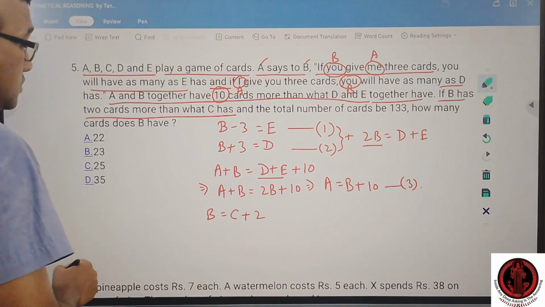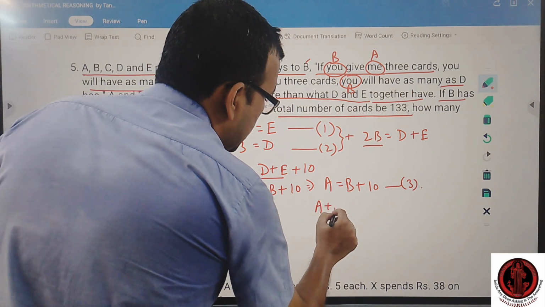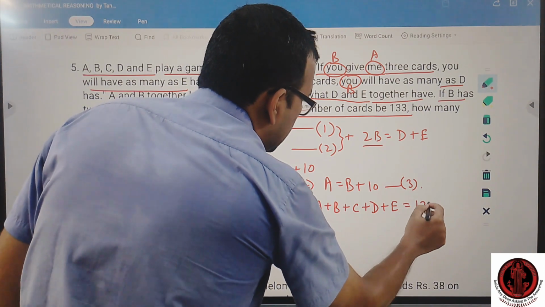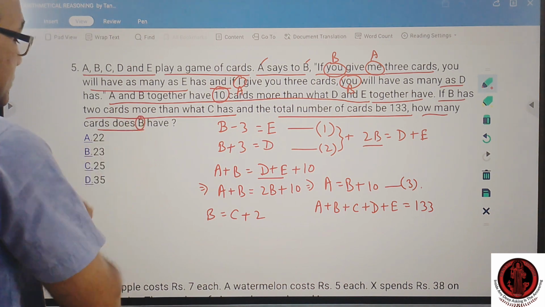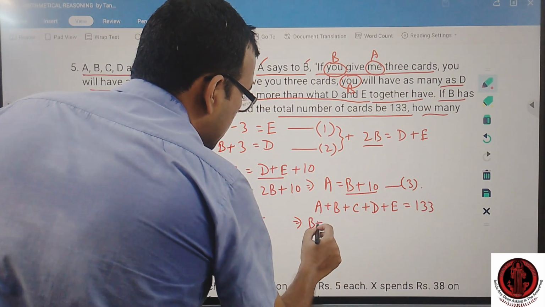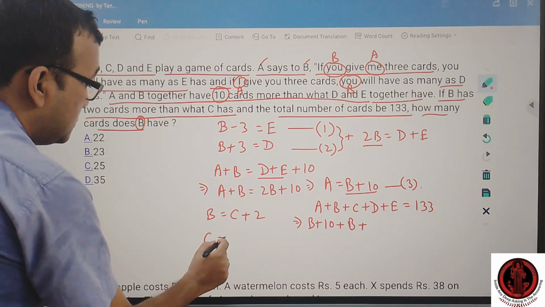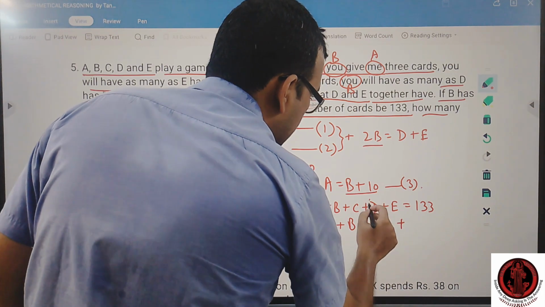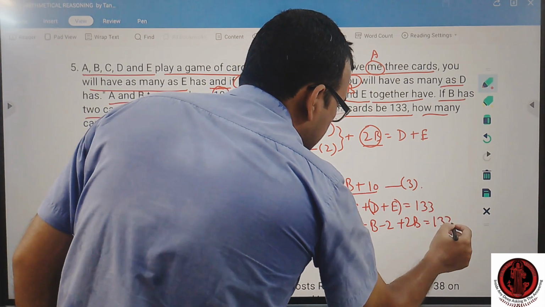Now, in the question that is given, the total number of cards is 133. Total cards means A plus B plus C plus D plus E. Total is 133. You have to find out how many cards B has. Now, A means B plus 10. Put this B plus 10. Then B. C is how much? C means B minus 2. And D plus E is how much? That is 2B. That is 133.